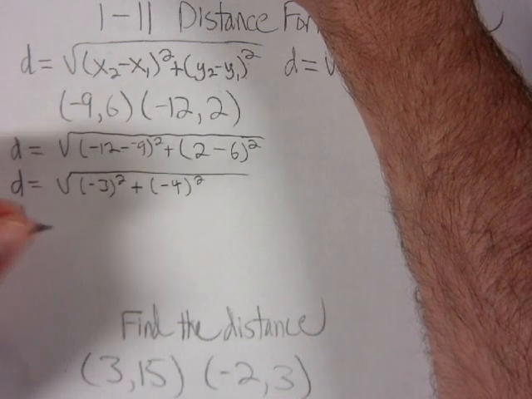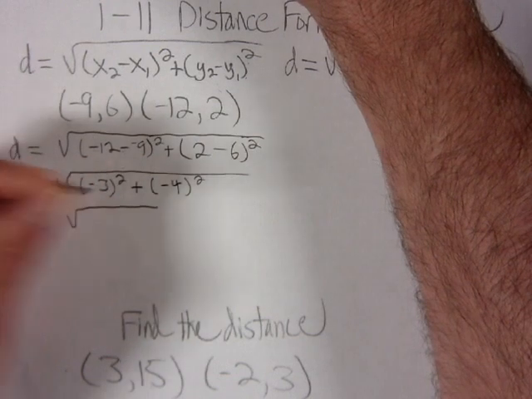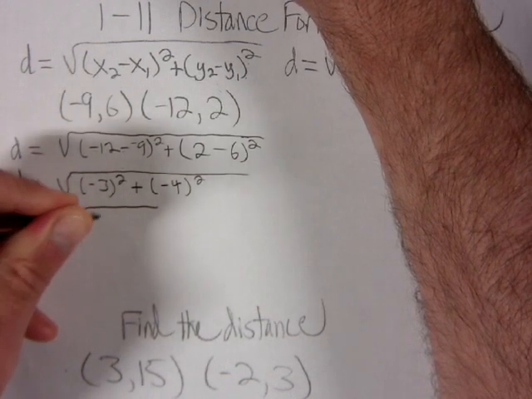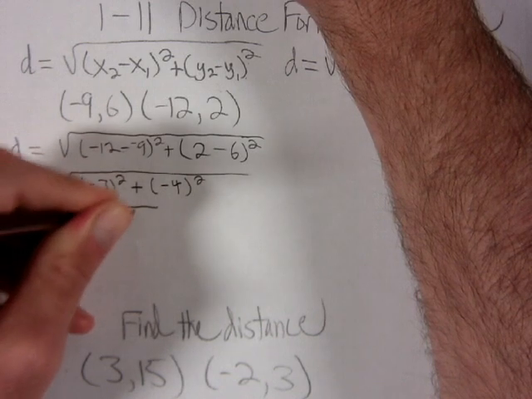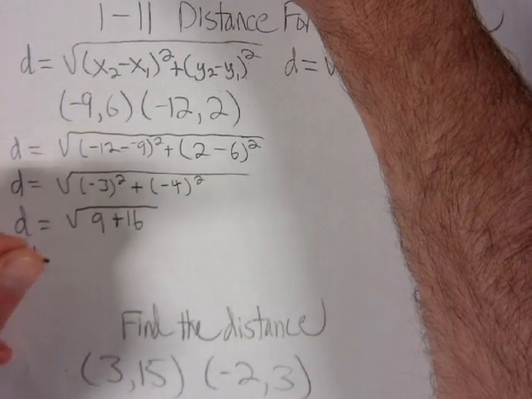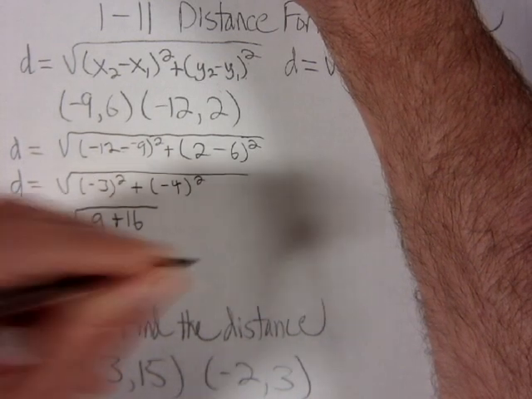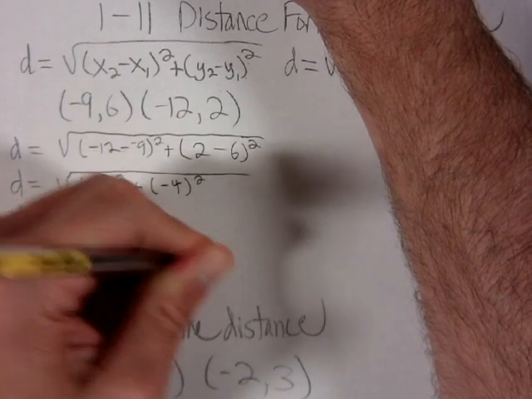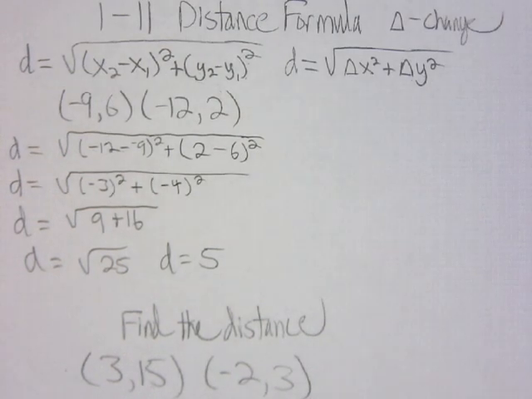All right, so from here we're getting a little closer now. That would be the square root of negative 3 squared is positive 9, and negative 4 squared is positive 16. We can add those together now and get the square root of 25, and then we know the square root of 25 is equal to 5. So the distance between those 2 points would be 5.